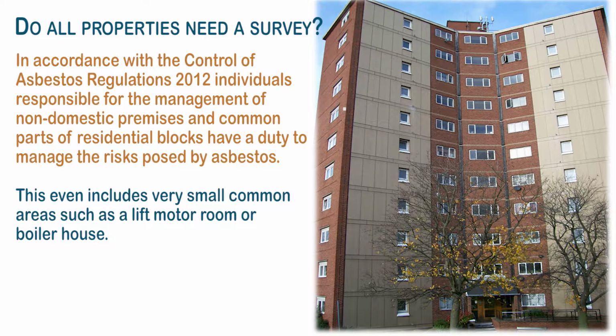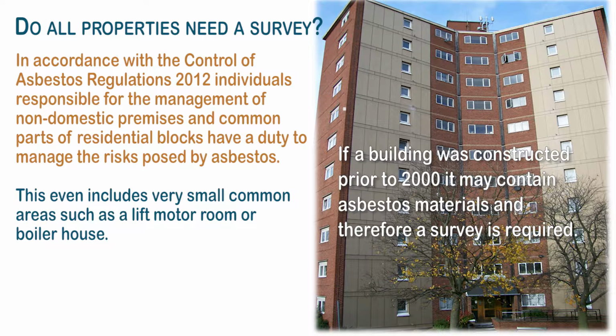In accordance with the Control of Asbestos Regulations 2012, individuals responsible for the management of non-domestic premises and common parts of residential blocks have a duty to manage the risks posed by asbestos. This even includes very small common areas, such as a lift motor room or boiler house. If a building was constructed prior to 2000, it may contain asbestos materials and therefore a survey is required.